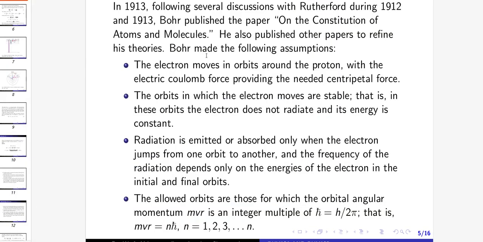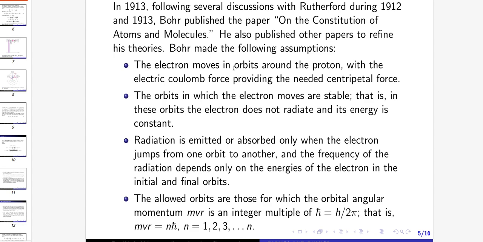So Niels Bohr had some discussions with Rutherford. In fact, he went to Rutherford's lab and had some discussions with him, and after that he published his own papers. He gave certain assumptions. In his interpretation, number one, the electron moves in orbits around the proton. Of course, this is what Rutherford also explained. And number two, the electric Coulomb force provides the needed centripetal force. I'll talk about this later.